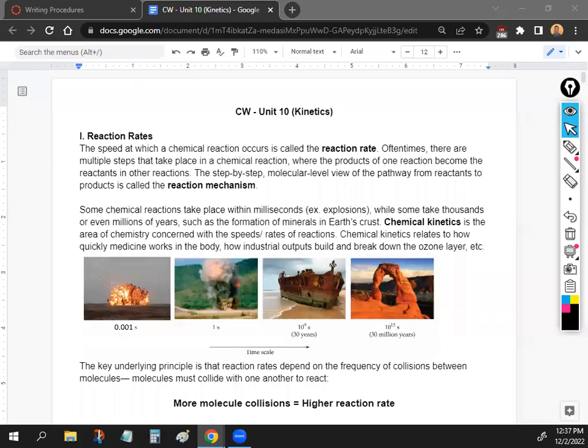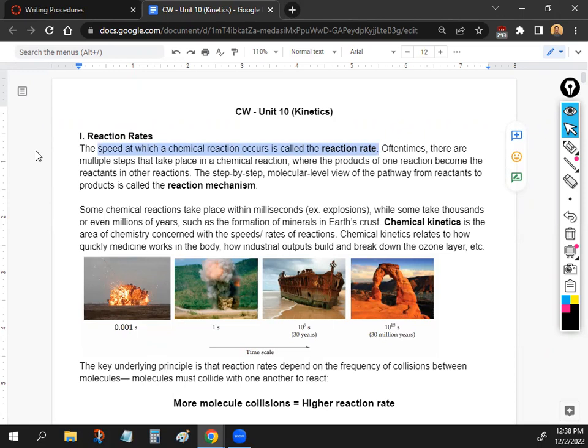Okay, so the big topic that we'll be talking about in kinetics is reaction rates. Now, you guys can probably tell by the actual term, it's just how quickly or how slowly a reaction will take place. So the speed of a reaction, that's what a reaction rate is. Okay. So the speed at which a reaction takes place is called the reaction rate.